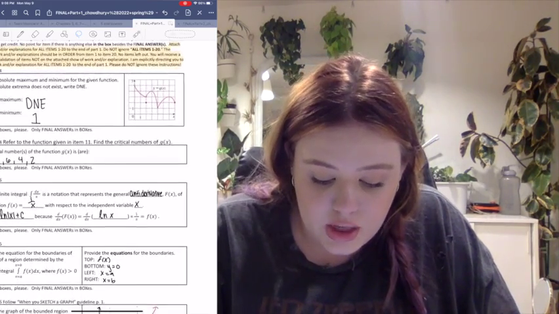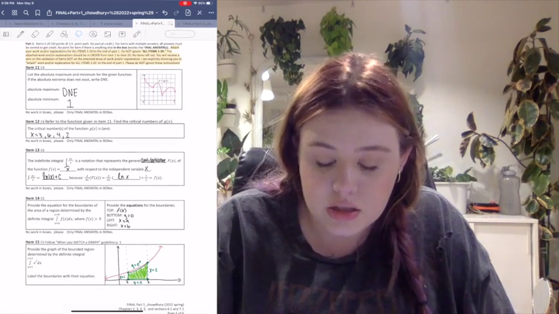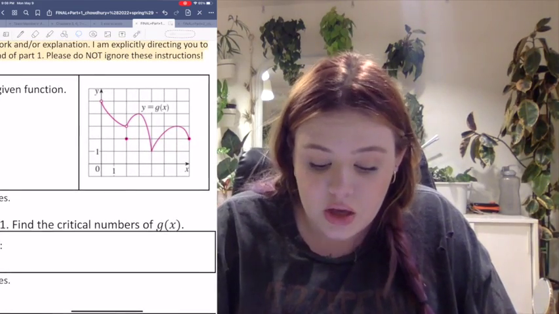And same with this one, there isn't much scratch work to show. It's just a repeating of what's written in the box. So this has the graph, so I'm just going to show you this.